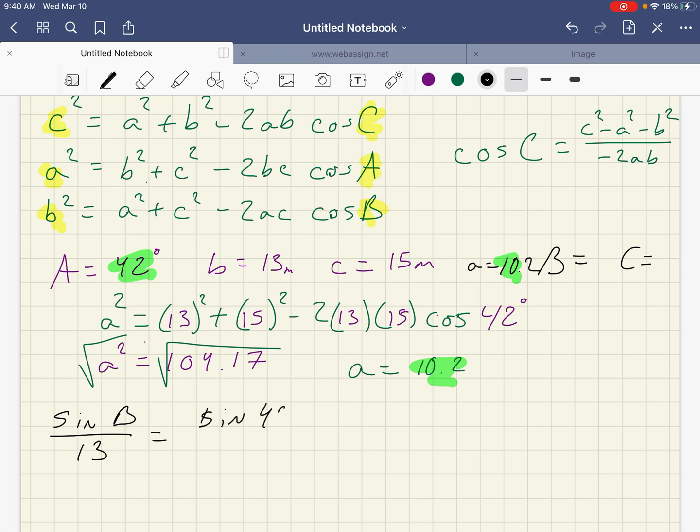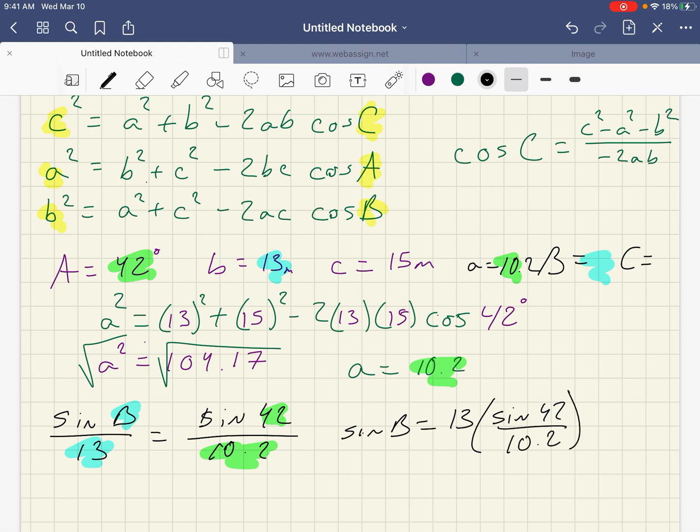sine of capital B over 13 equals the sine of 42. That's the A over the 10.2. So these are my A's that I brought in here. The B's are going here and here. All right, and using what we had in the past, we're going to do sine of capital B equals our 13 times sine of 42 over the 10.2. And then we do inverse sine.